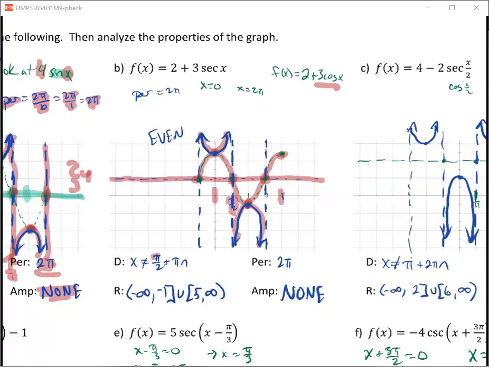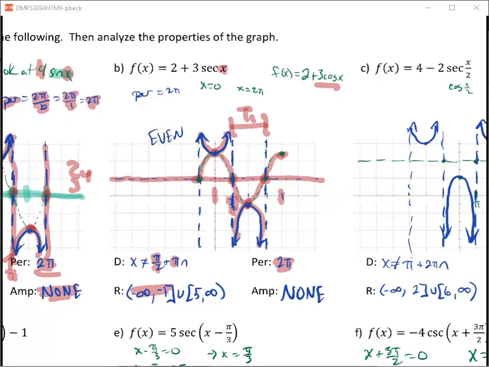So x is not allowed to equal pi over 2. And then the distance between asymptotes is pi. So x cannot equal pi over 2 plus pi n. Our period for this one, once again, is 2 pi, and that's because there is no b value. There is no number other than 1 in front of the x.